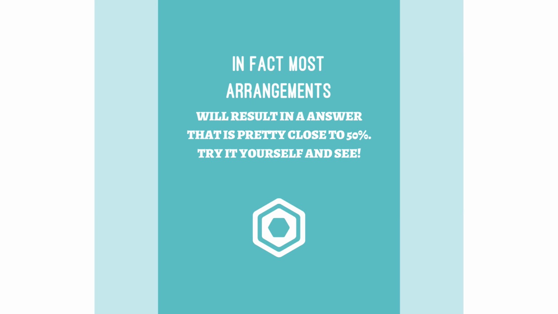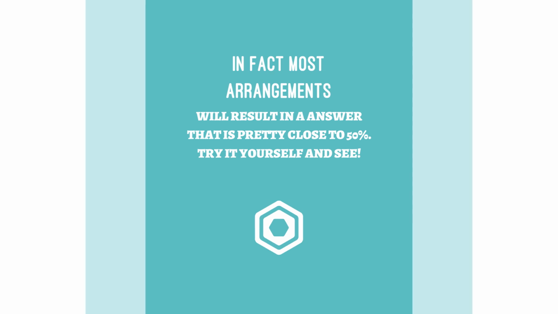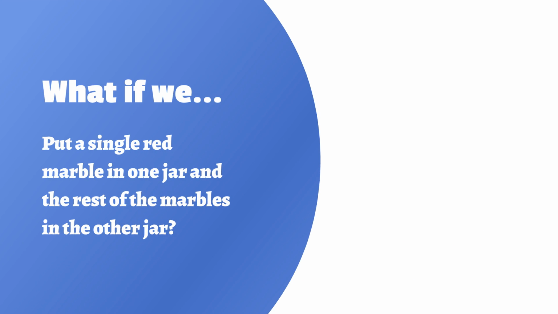In fact, most arrangements will result in an answer that is pretty close to 50%. Try it yourself and see. What if you put a single red marble in one jar and the rest of the marbles in the other jar? This way, you're guaranteed at least a 50% chance of getting a red marble, since one marble picked at random doesn't leave any room for choice.